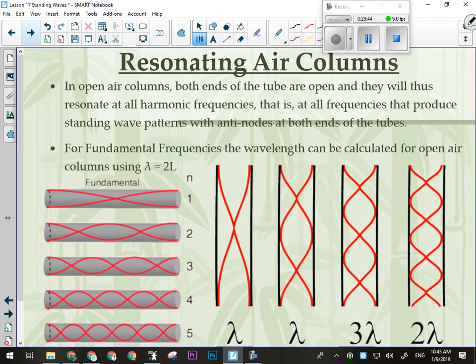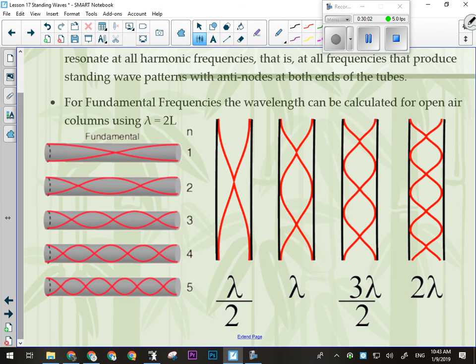Okay, so in open air columns, both ends of the tube are open. So the reflections that occur are occurring off the edges of the tube, and they channel around and form standing wave patterns. You can see here that there is a standing wave pattern every half a wavelength, whereas in the other one, there was a gap, and then another one, and then a gap, and then another one. This one resonates at all frequencies, so we get a much wider range of sounds.